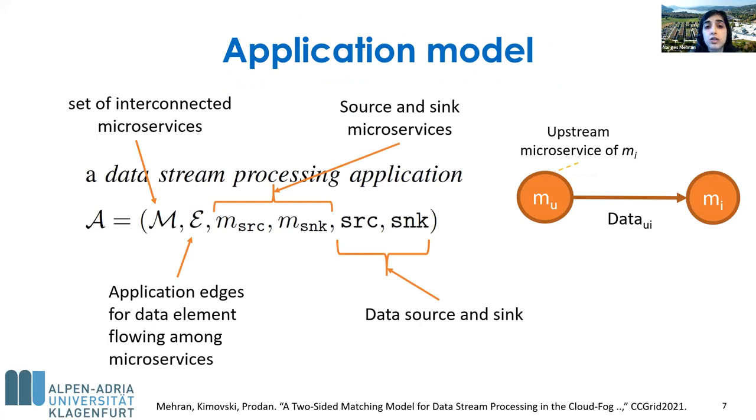So at the beginning, I will start with the application model. We have modeled each application, considering this data stream type of application, with the different number of microservices that they have. You can see, for example, in this figure that there can be two different microservices, microservice U, which is the upstream microservice for the microservice MI, and then this microservice will generate and flow some sort of data stream consisting of different number of elements towards its downstream microservice.